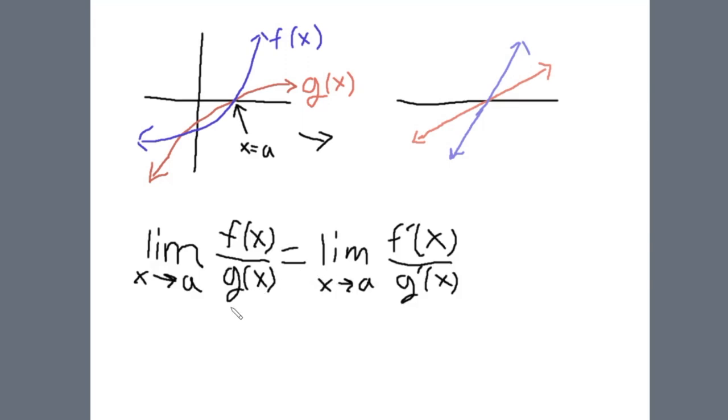Therefore, we can say that the limit as x approaches a of f of x over g of x equals the limit as x approaches a of f prime of x over g prime of x if f of a and g of a equals 0.